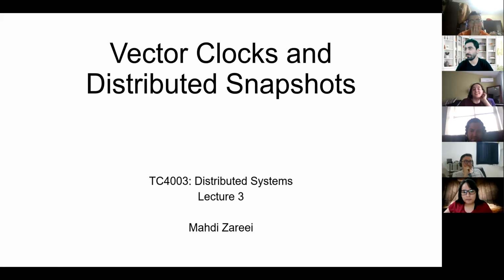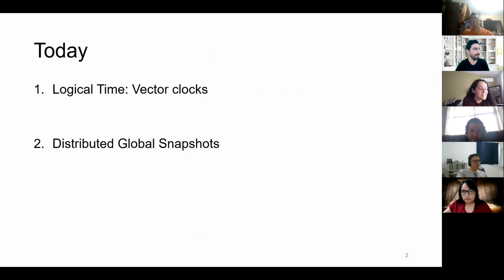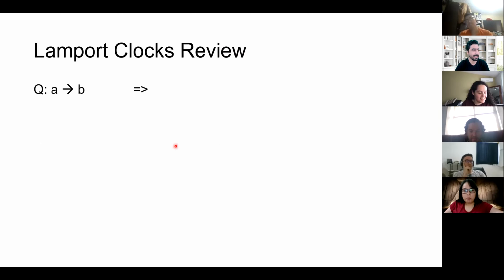Any questions? Okay, what I'm going to talk about now is vector clocks and distributed snapshots. We already talked about logical clocks. I'm going to mention some other things that I felt might be a little confusing, and also I'm going to talk about distributed global snapshots.